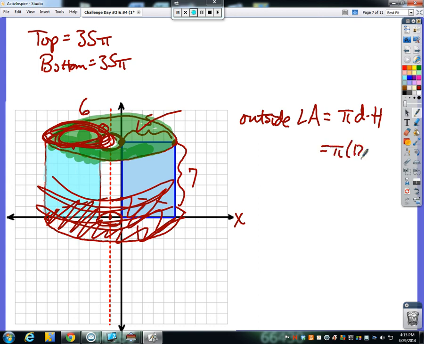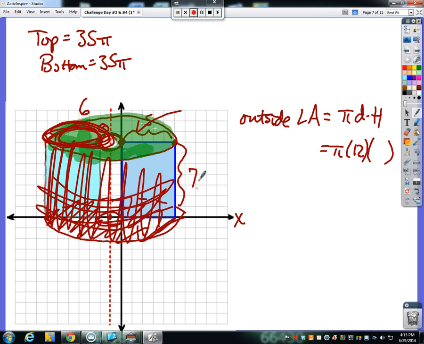Now, you might ask, what about the hole? Well, the hole doesn't matter on the outside, right? Because I can touch everything on the outside, regardless of how big that hole is on the inside. And the height of my toilet paper roll is my 7 here. So 12 times 7 makes 84 pi. So the outside is 84 pi. Now, are there any other surfaces that I could touch of my toilet paper roll?